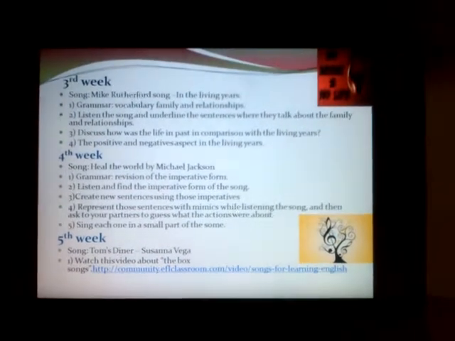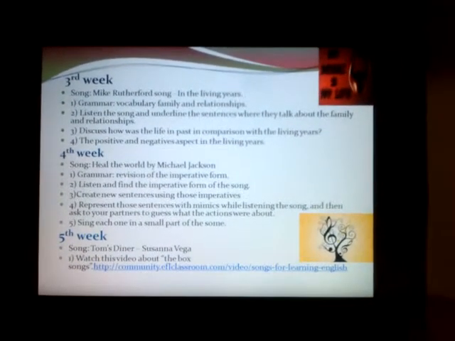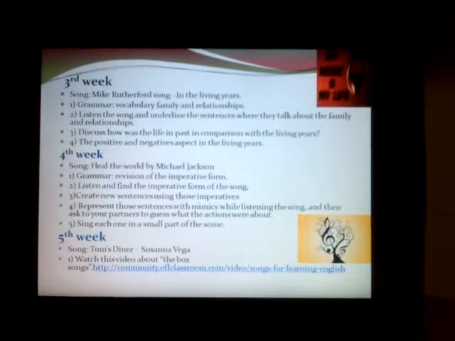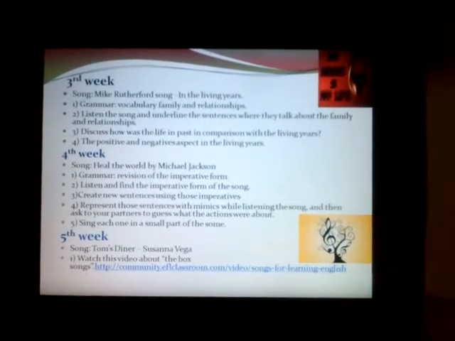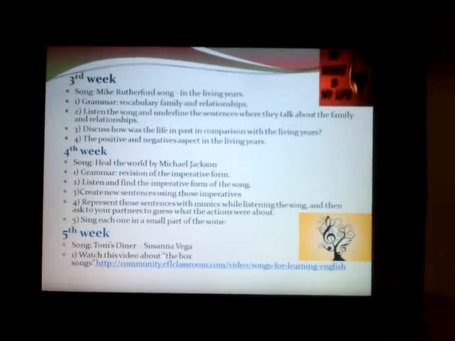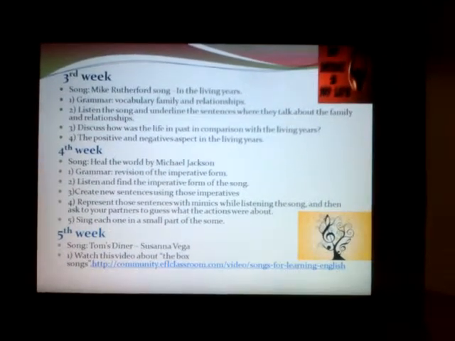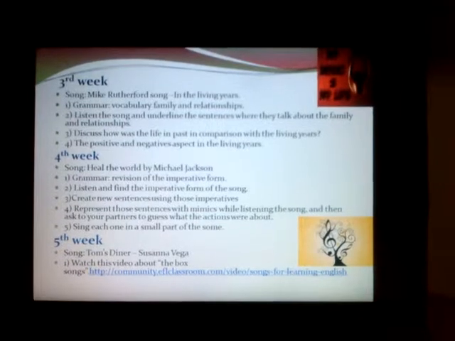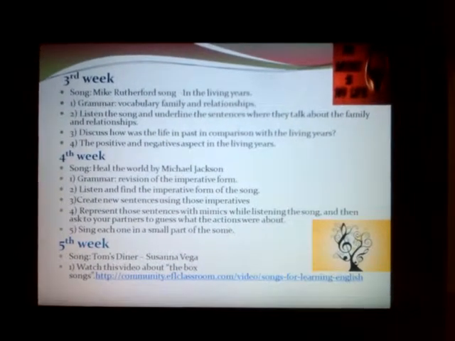Then we're going to discuss how life was in the past in comparison with the present. As a student, how do you think life was in the past? How do you think life is in modern times? What are the positive and negative aspects of the past and nowadays?